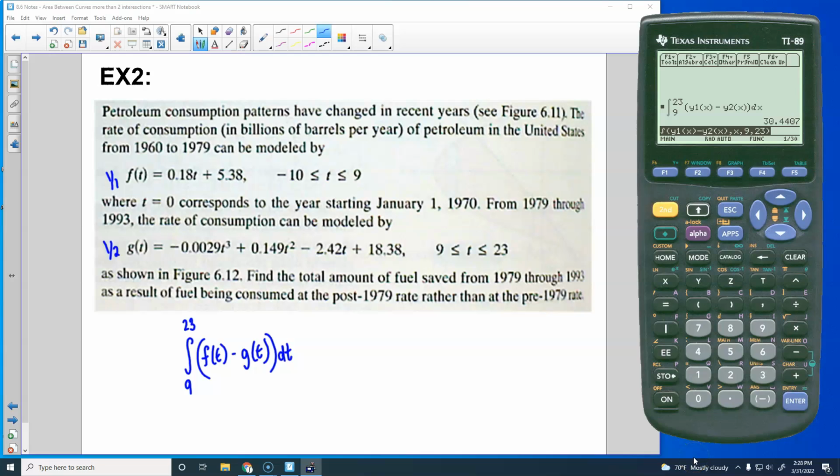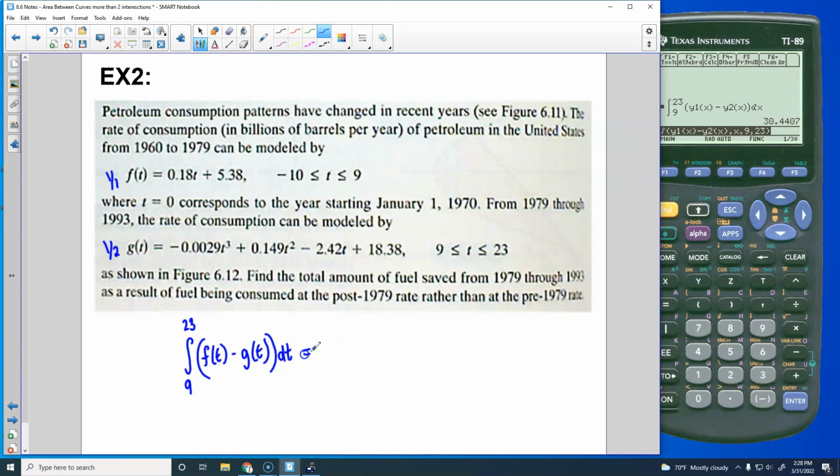All right, so we get 30.4407. So it saved 30.4407 billion barrels of oil.